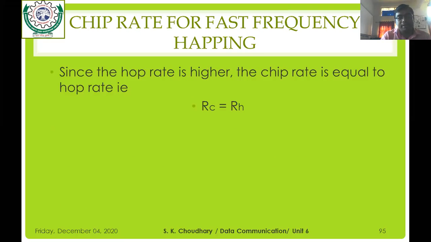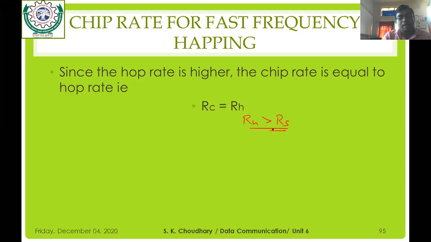And in this case, the hop rate is higher, so the chip rate is equal to the hop rate. So RC is equal to RH, and RC is RB upon K. Remember one thing, RC is equal to RH, but RH is greater than RS. Okay, so this is all about the frequency hopping spread spectrum technique.